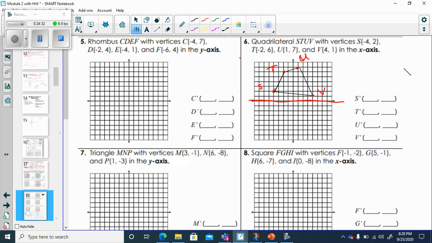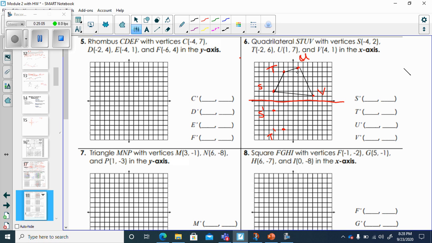Now let's find where these points should be. If I'm reflecting in the x-axis, S is 2 points above it, so S prime is 2 points below. T is 6 points above it, so it's going to be 6 points below on the same line. Okay. It's T prime.